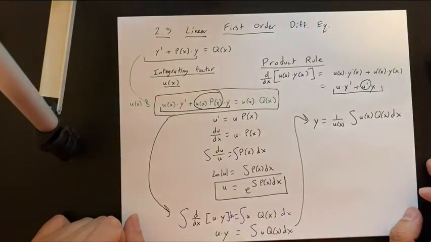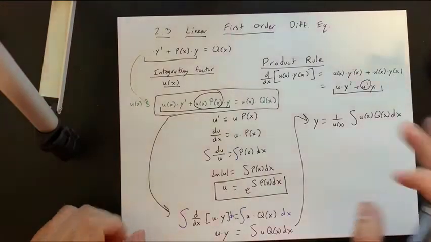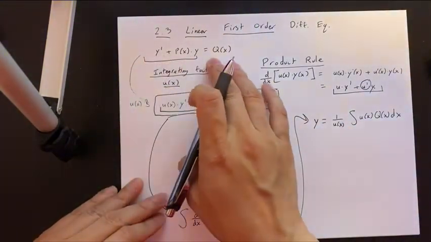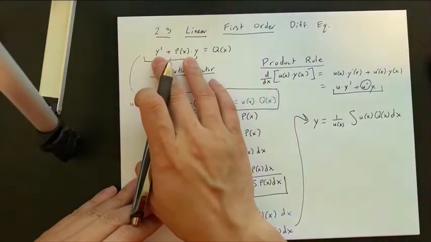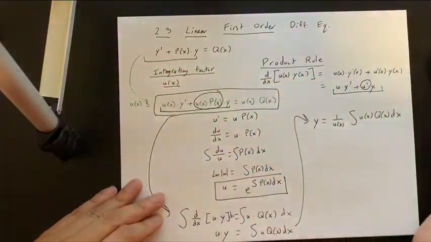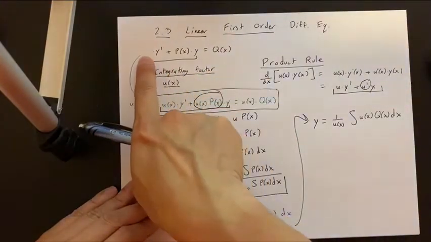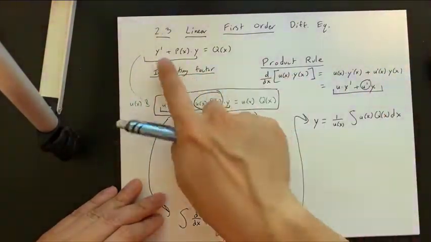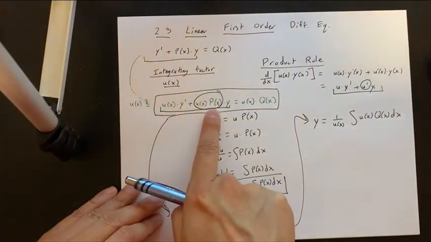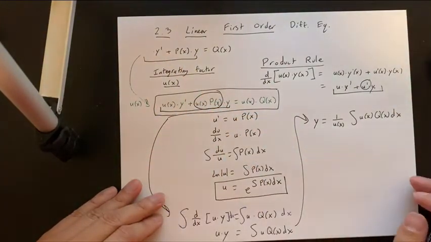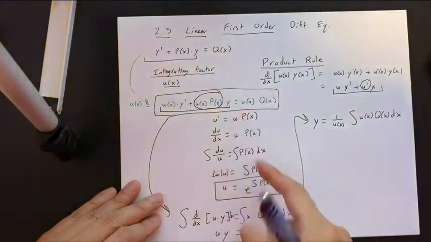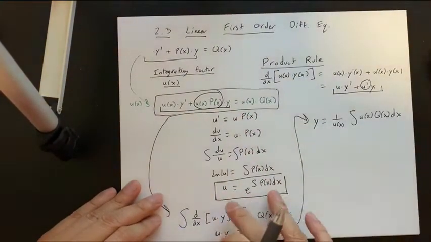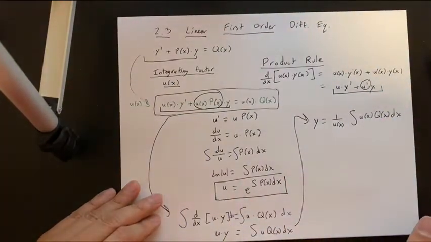Okay? So this method just comes from the observation that the left side of this linear first order is somewhat a result of the product rule, and we're missing that integrating factor, u of x, that would make it really the product rule. And from a few arguments here, we get that u should be of this form. And once we get u, which is the integrating factor, here's the answer.